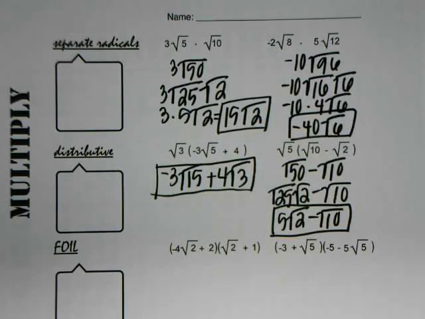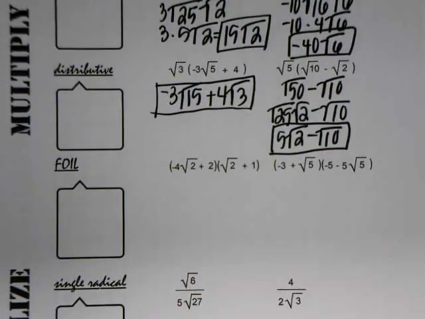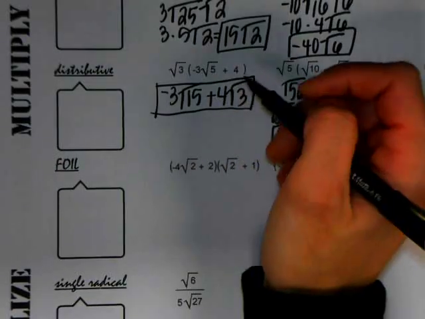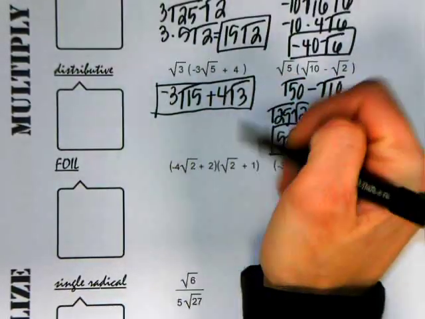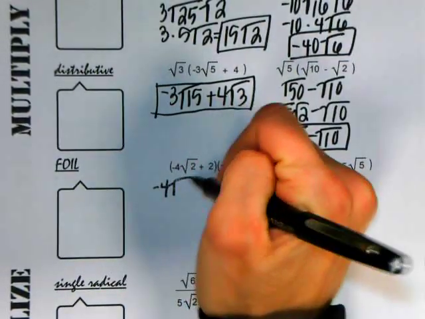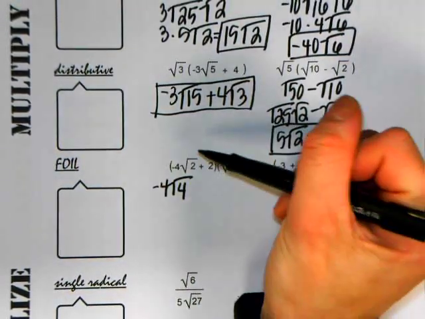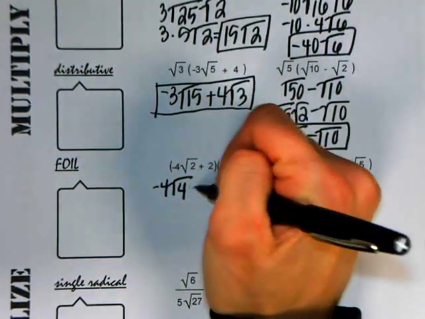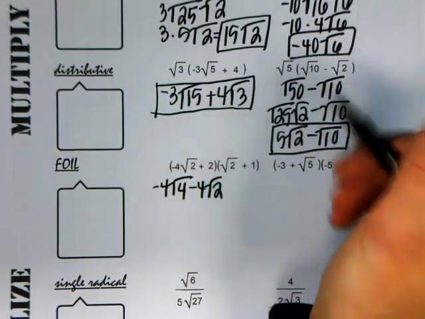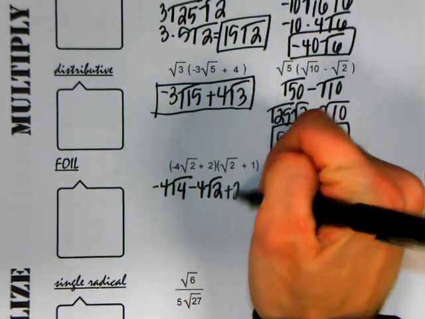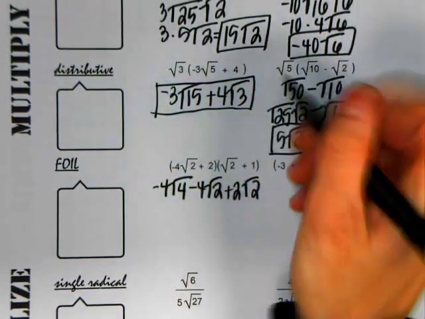All right. Next one, FOIL. So the binomials. Distribute the first one. Negative 4 radical 2 times radical 2, negative 4 radical 4. Negative 4 radical 2 times 1 is negative 4 radical 2. 2 times radical 2 is 2 radical 2. 2 times 1, 2.